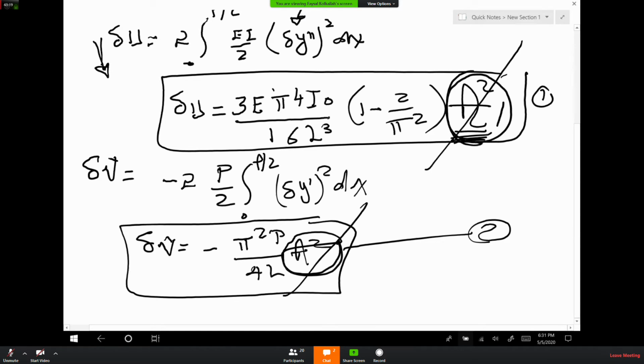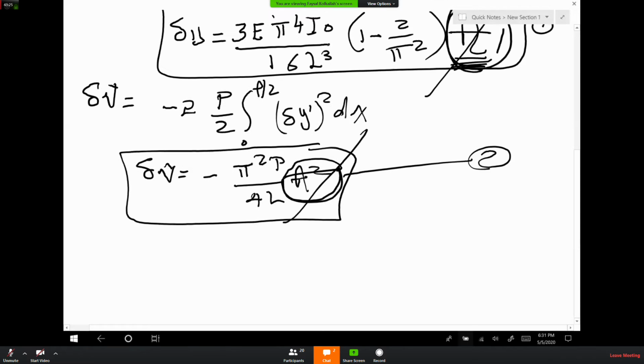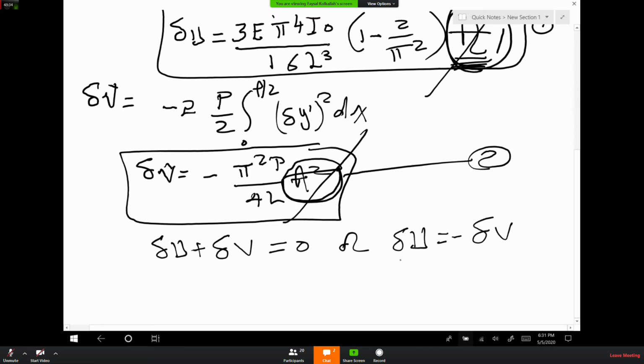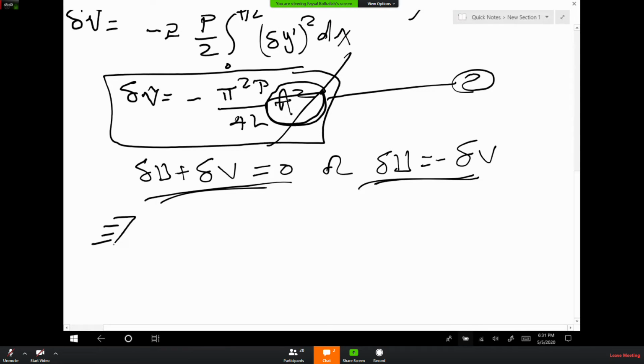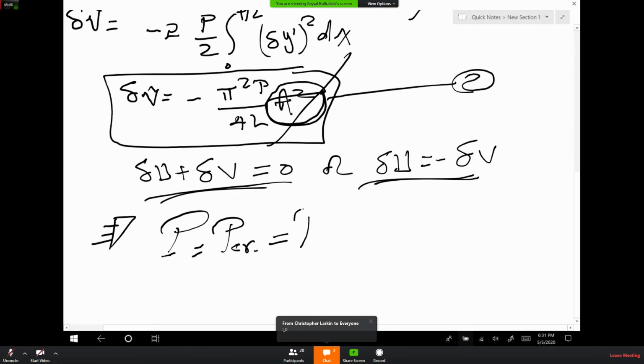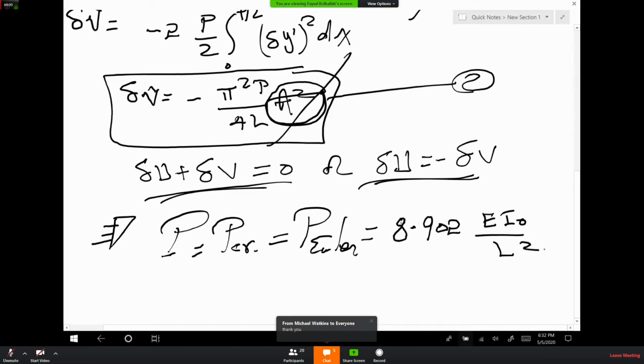That means when I come to talk about delta U plus delta V equals 0, they cancel. Delta U plus delta V equals 0, or delta U is minus delta V. Either way is the first minimum principle. And that gives me P critical, which will be P Euler, will be what? 8.902 EI 0 over L square.